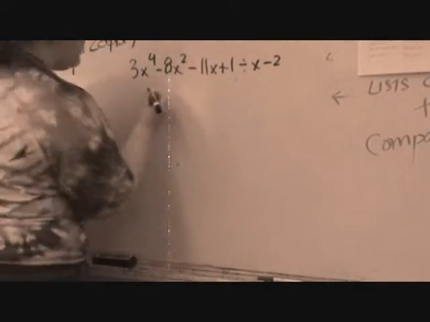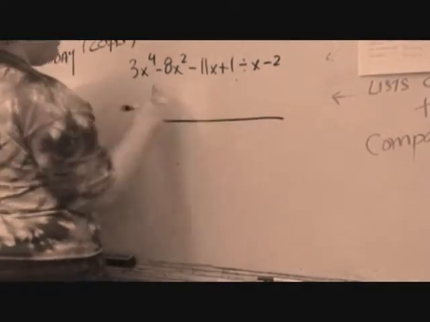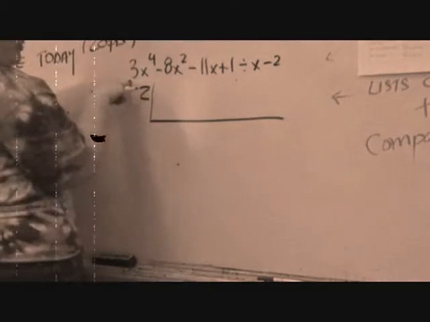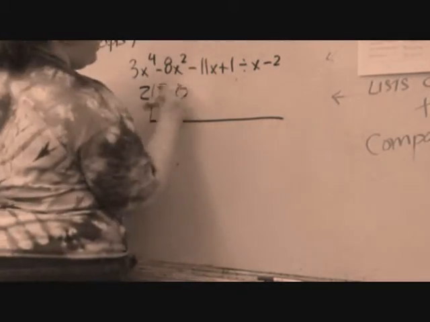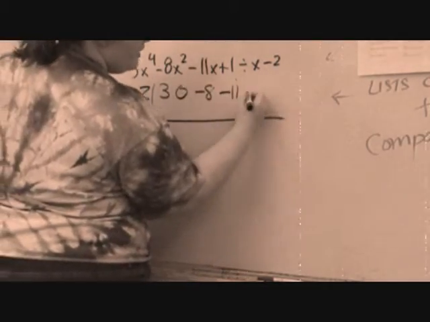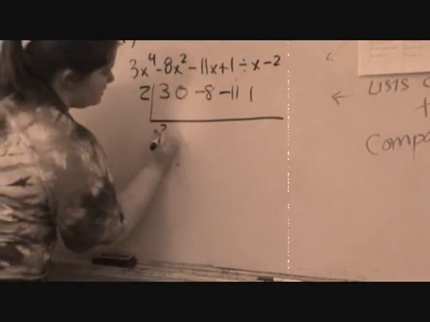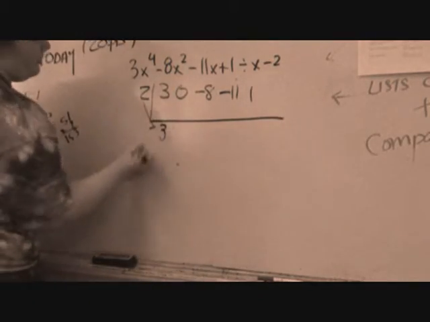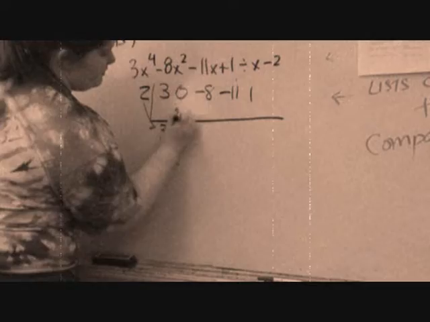Now, when you do synthetic division, the first thing you're going to do is make this weird little L thing. You're going to take this negative 2, bring it around here, and make it positive. You're going to take this 3, put it right here. Don't forget about your 0, negative 8, negative 11, and 1. What you're going to do is drop down this 3 to here. What's going to happen is 2 is going to be multiplied by 3, making it 6, and you're going to take that up here.